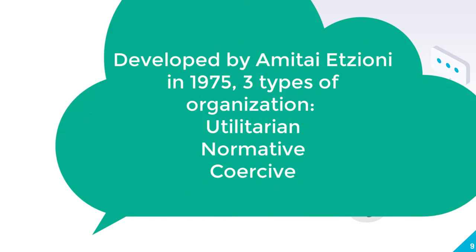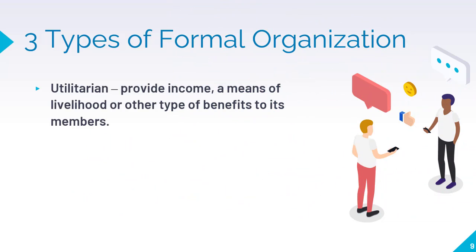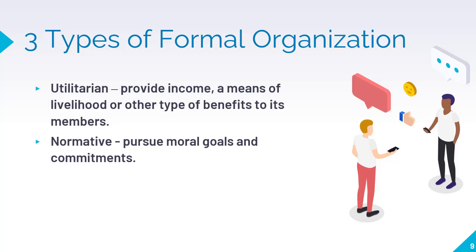Developed by Amitai Etzioni in 1975, there are three main types of formal organizations: the utilitarian, normative, and coercive. Utilitarian organizations provide income, a means of livelihood, or other types of benefits to their members. For example, the school. Aside from the main purpose of delivering quality education, they also have the responsibility to provide income to their employees.